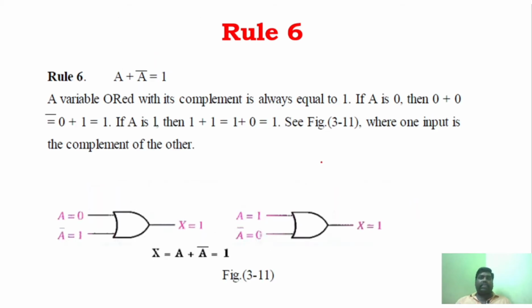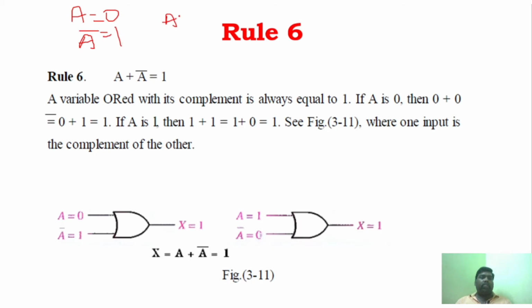And rule number 6, and this is a very important rule, that is a plus a complement, right? A plus a complement is equal to 1, right? I have already said what is complement, right? For example, complement is the opposite of the variable, right? For example, if a is equal to 0, then surely the a complement will be 1.